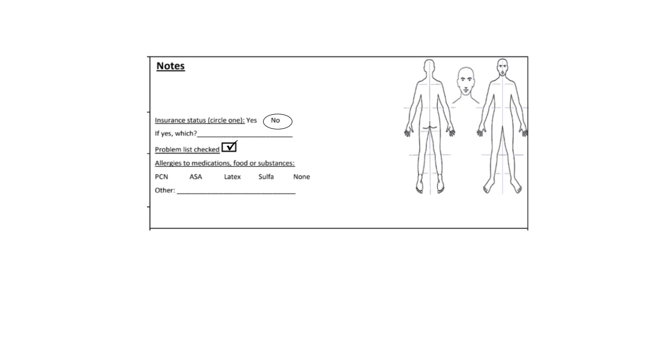We check their problem list by looking at their medical history and medications. And then we want to ask them if they have any allergies. In this case, our patient has no allergies, so we would circle none. But if they had an allergy to penicillin, aspirin, latex, or sulfa drugs, we would circle one of those.